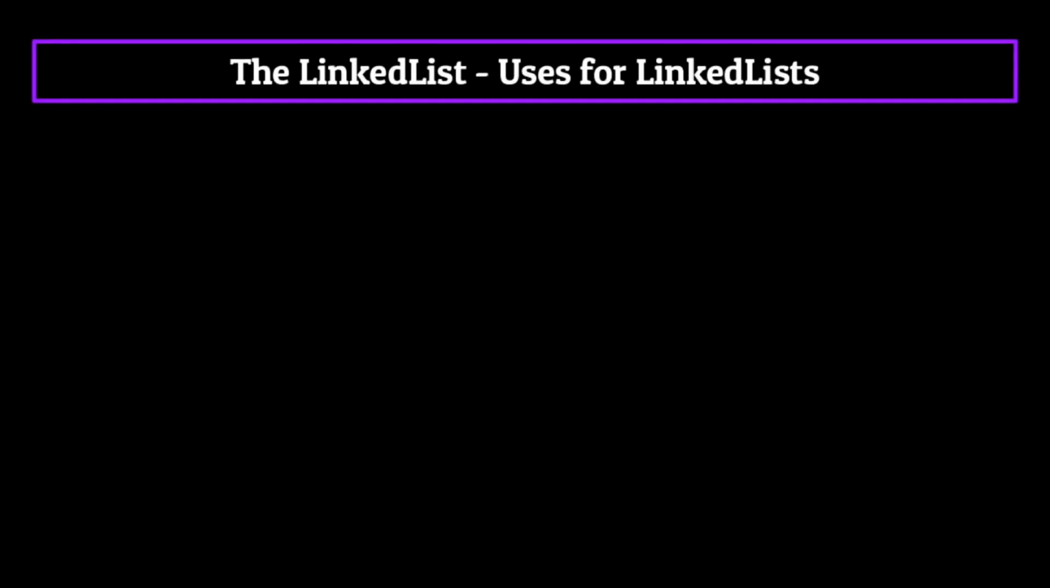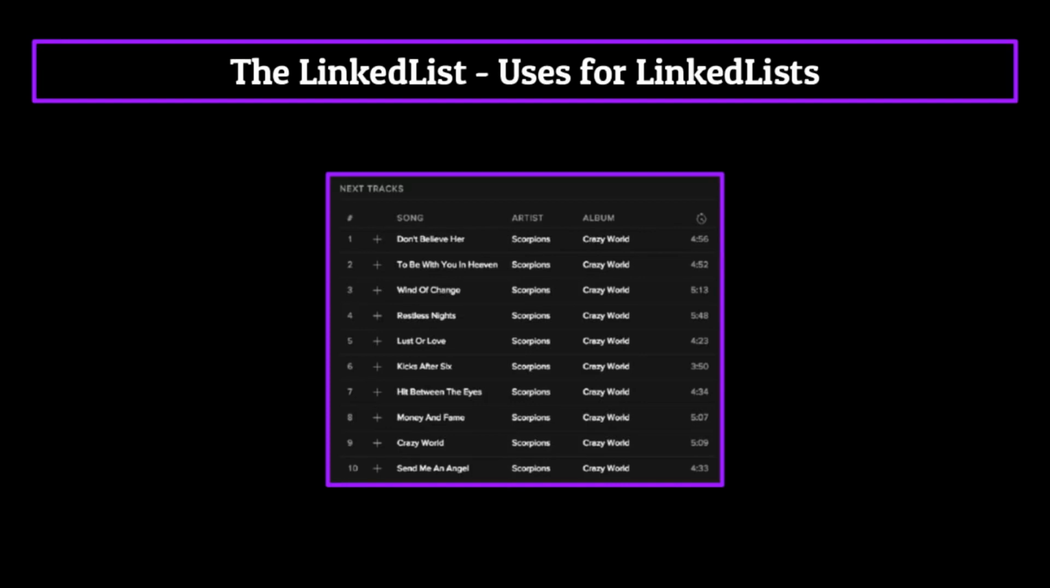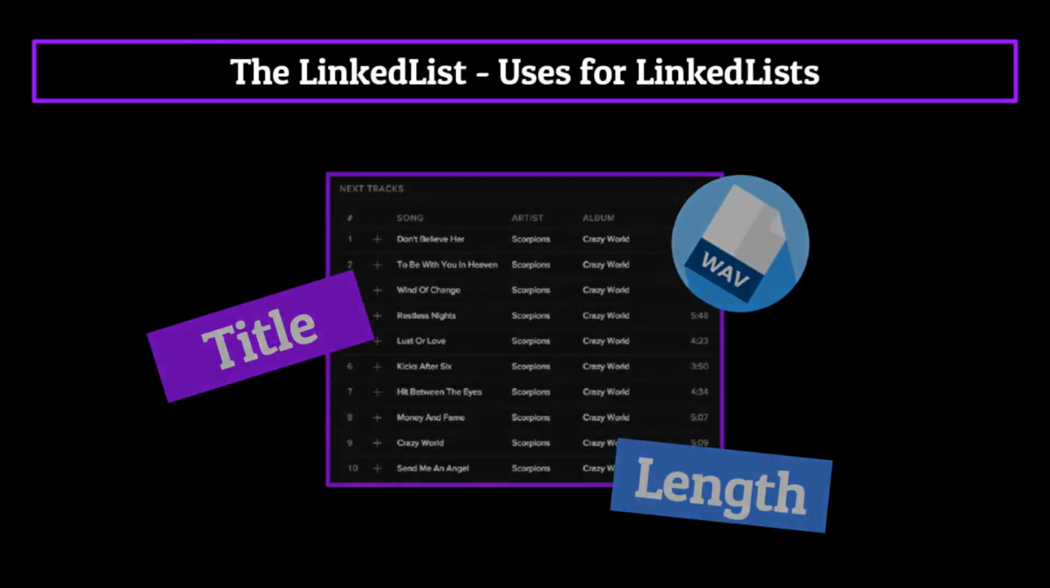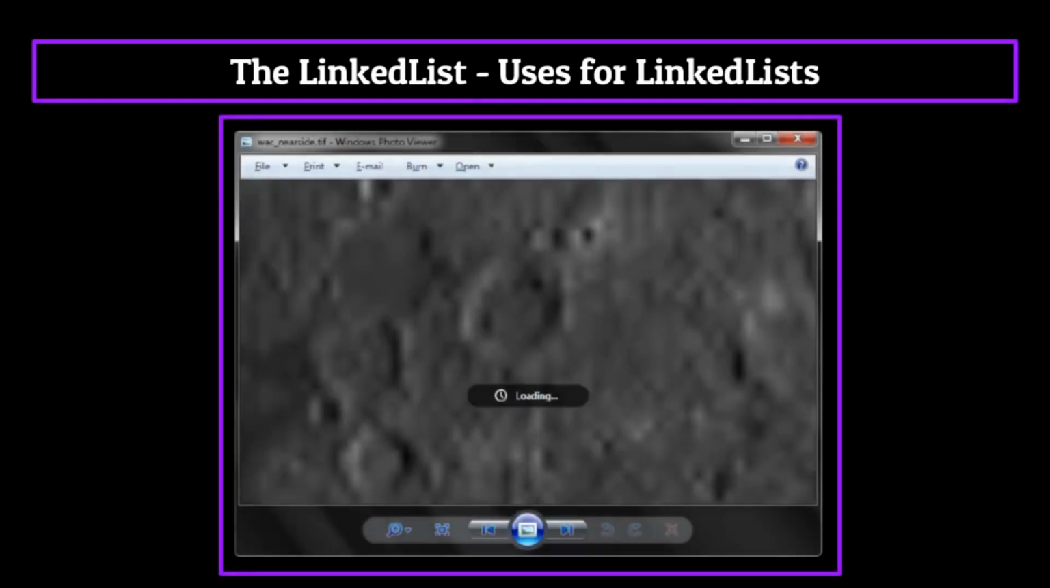Now, that's not to say linked lists can't be useful in other ways. A queue on Spotify, for instance, where each song in the queue doesn't contain just an integer or a string, but an entire song with wave data, a title, a length, etc. Then, when the track is done, it automatically points to the next song in the playlist. Another example could be a photo viewing software, where each node is an image and the pointers simply point to the next photo in the list.